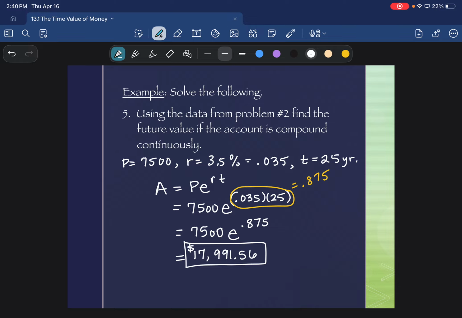Okay, so is it close to the same answer as before? 17,000, that part's great. Yeah, that's pretty close. Is it slightly more? Yeah. Yes, so at the very least, it's a reasonable answer and it is the correct one.